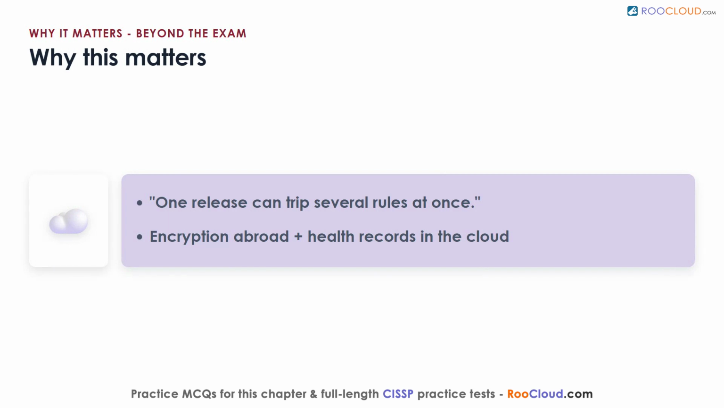Because a single deployment can trip several of these rules at once. Picture a team pushing an encryption feature to users in another country while storing health records in the cloud. That one release touches export law, privacy law, and breach rules together. Knowing the map keeps you from an expensive misstep.